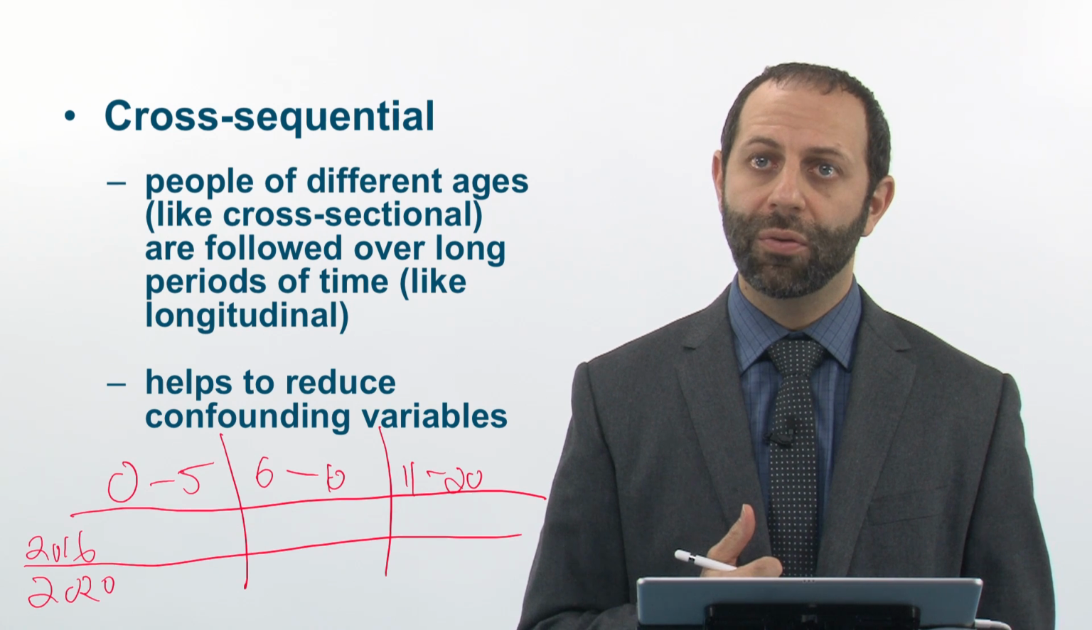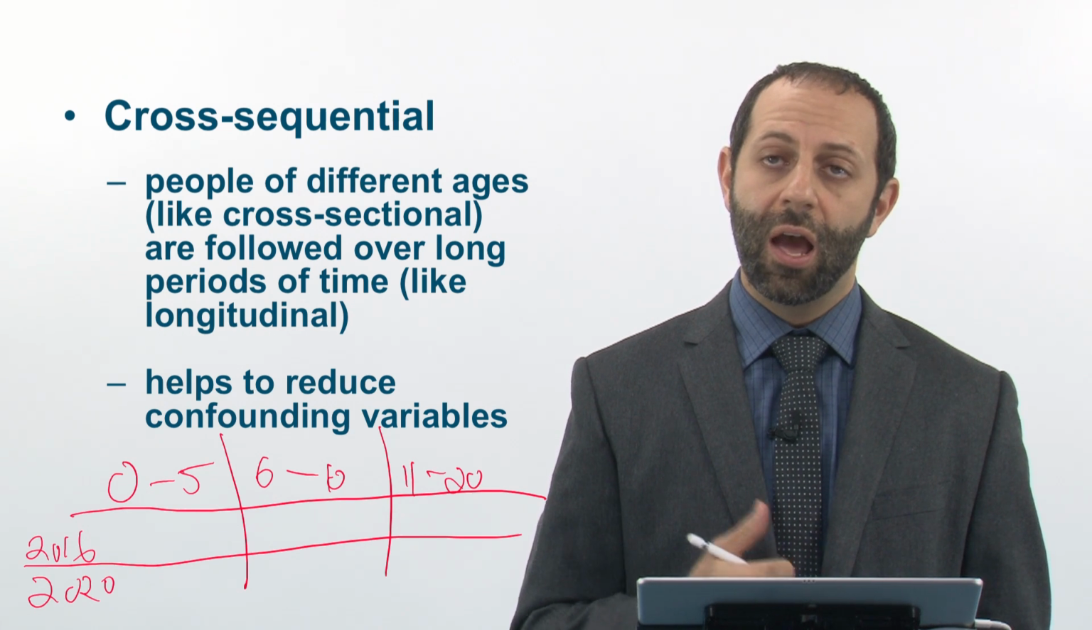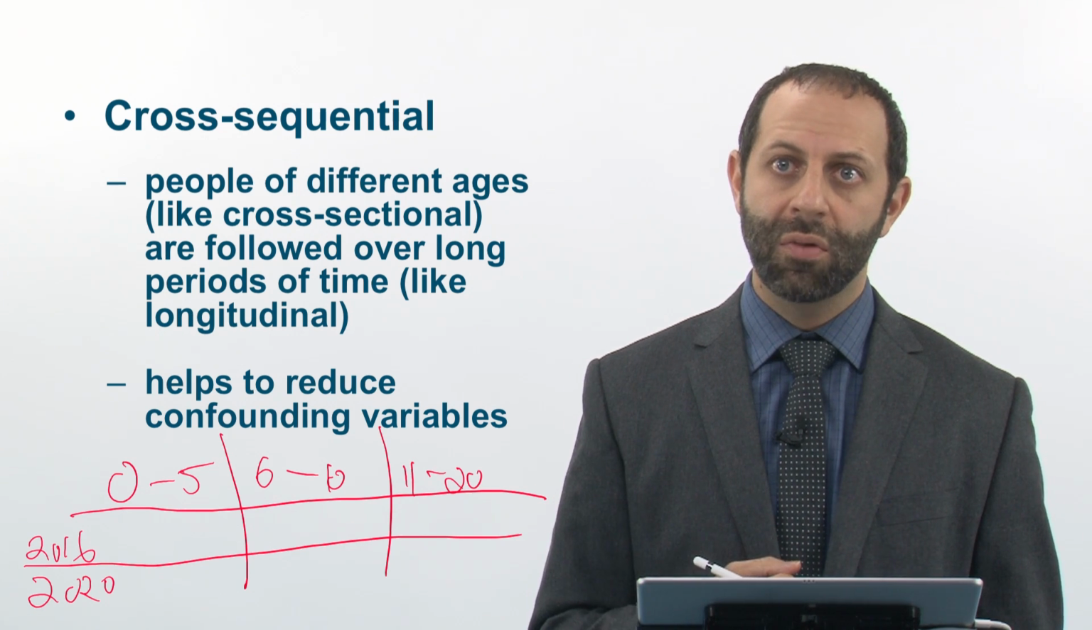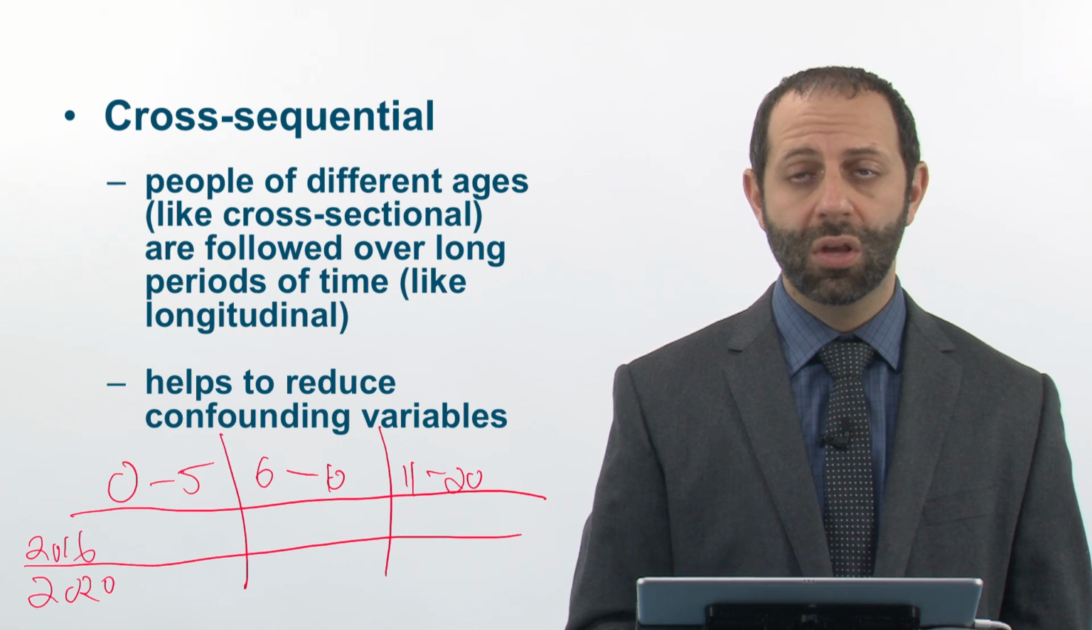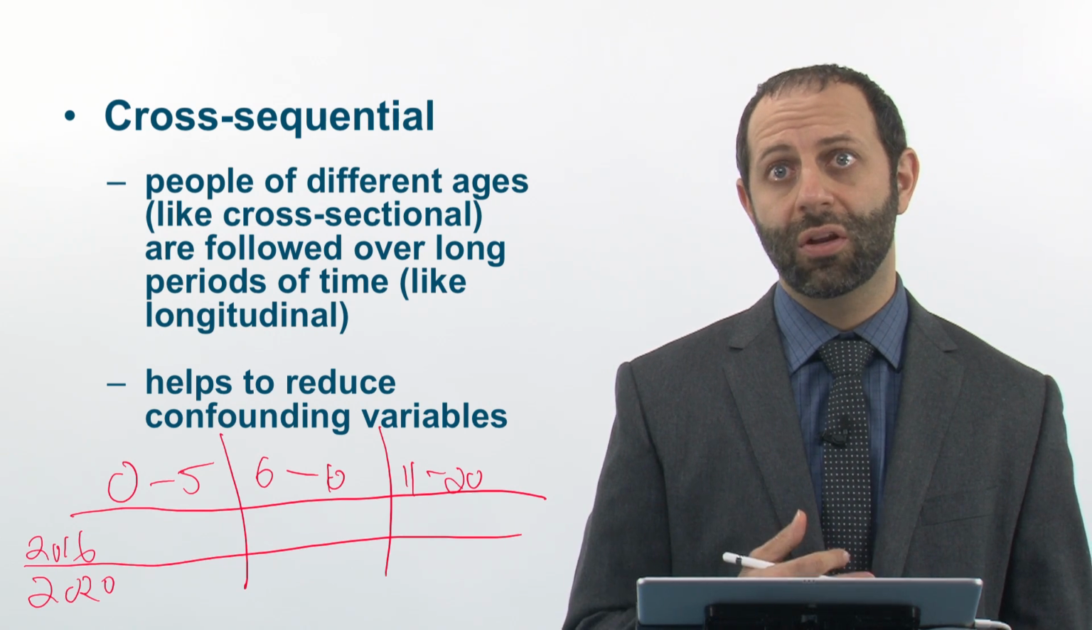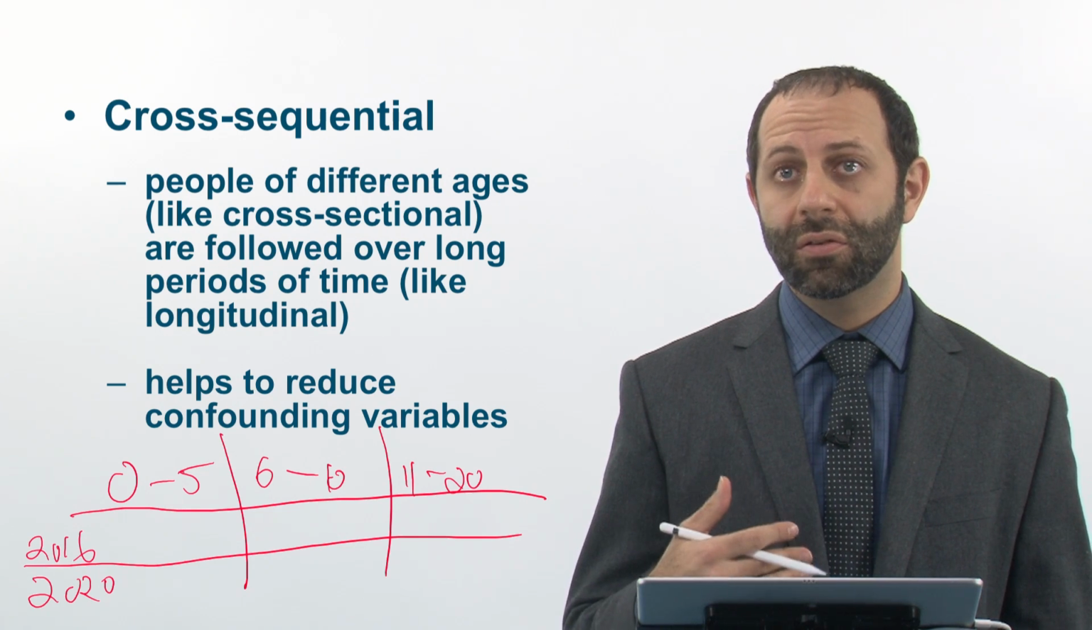That's the most powerful method that we use in psychology. It helps us to understand development over time. It is a very expensive method, and therefore it's not as commonly used, but it is by far the gold standard in trying to understand development over time.